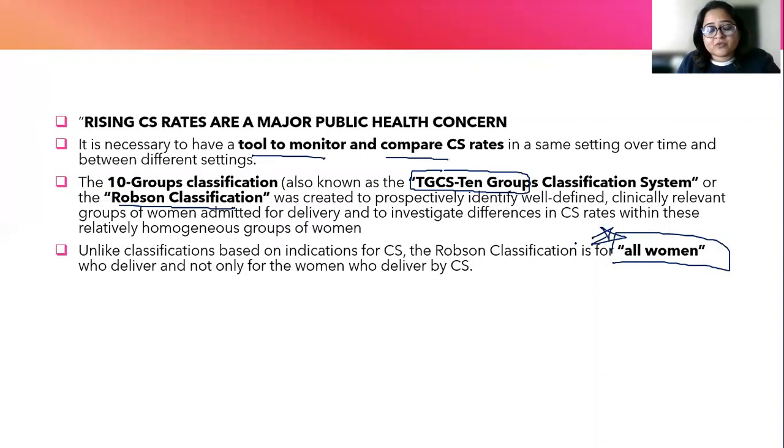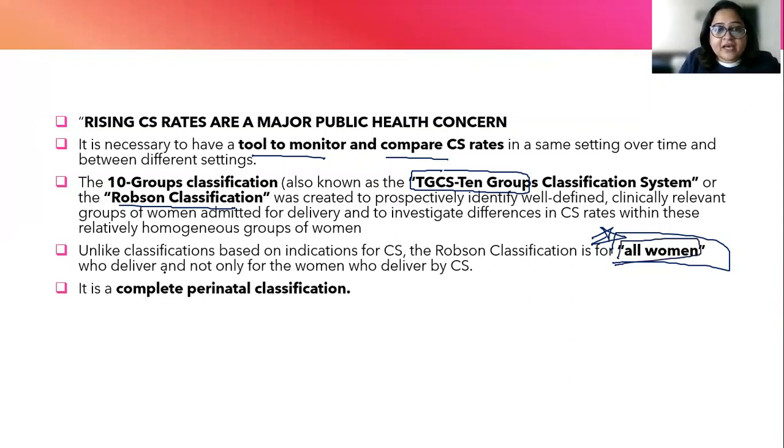So a patient with twin pregnancy comes and she delivers normally, and another twin comes, she has a cesarean. So in twin pregnancy, there's a 50% cesarean section rate. Now you can compare that rate with a different hospital or a different institution or a different country altogether. So that is the purpose of this Robson classification. All women are classified. Important to remember, all women are classified. And it is a complete perinatal classification. It is not only for cesarean sections, it is for all deliveries.